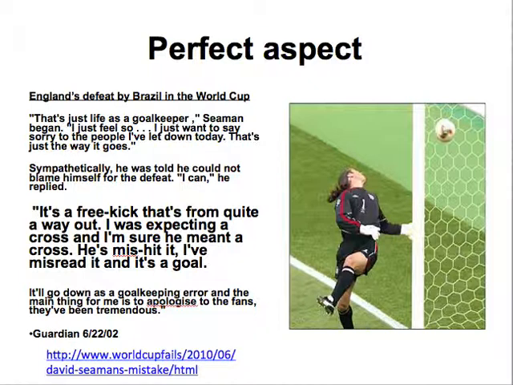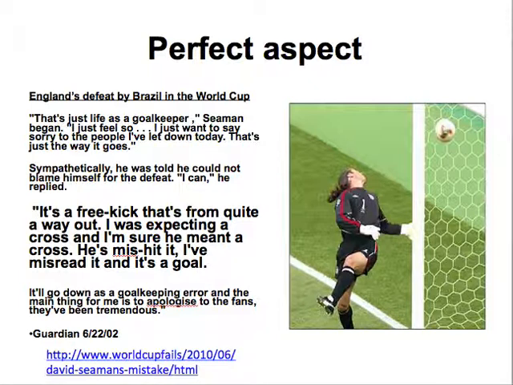"I was expecting a cross" switches into the past tense. And I'm sure he meant a cross, okay? And so meant is in the past. Now, here's the crucial part. "He's mishit it. He has." So it's perfect aspect. He's mishit it. "I have misread it." Perfect aspect. And it's a goal.